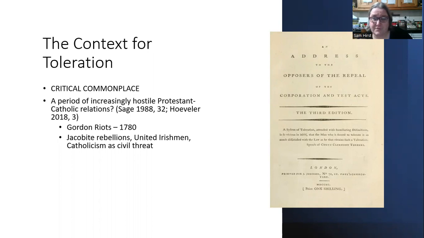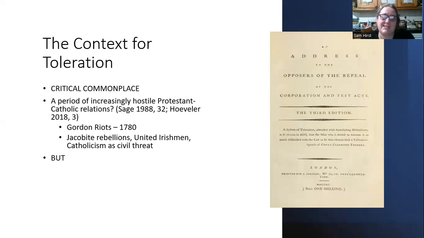1780, so that's 10 years before the real rise of the Gothic in the 1790s, when we get the Gothic boom, and a good 40 years before the end of the Gothic. So how much of an indication can the Gordon riots be? Why should we see them as a beginning when we don't have similar riots later on at that scale? They also point to the fear of the Catholic Church as a political entity because of the Jacobite rebellions of 1715 and 1745, the United Irishmen in the 1790s, and the broader idea of Catholicism as a civil threat.